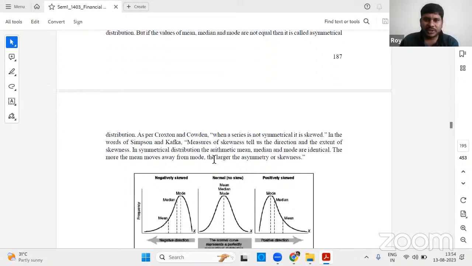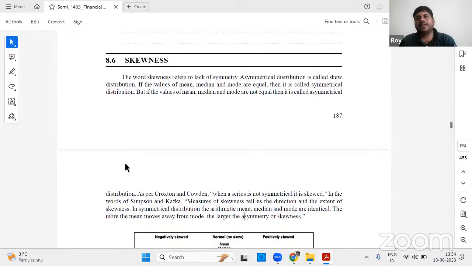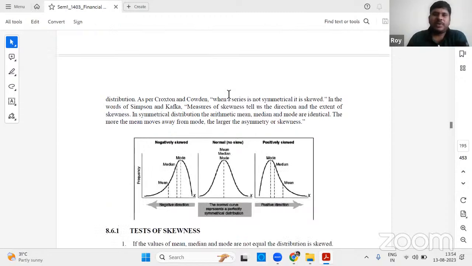In a symmetrical distribution, the arithmetic mean and mode are identical. Remember this. The more the mean moves away from the mode, the larger the asymmetry and skewness. Please underline these lines in your textbooks while you are preparing. To understand skewness, we need to calculate the mean, median, and mode. Remember that. Only with mean, mode, and median will we try to understand it.